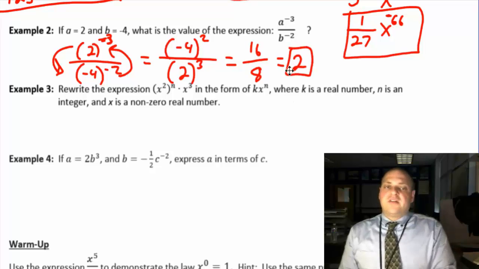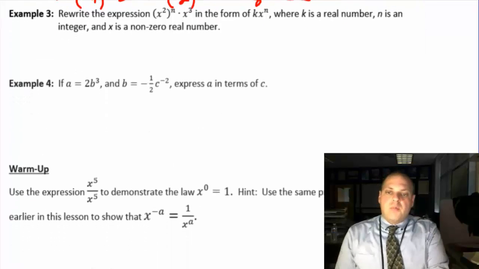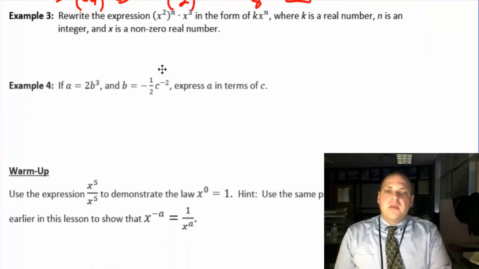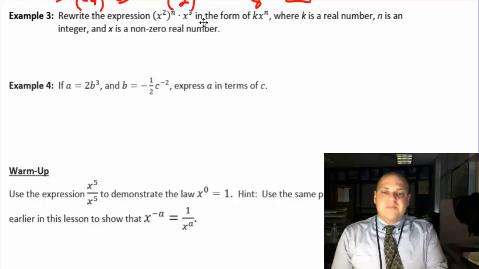So this simplifies down to just 2. A couple more and we're done. Nice short video today. Rewrite the expression x squared to the n times x to the third in this form, where k is a real number, n is an integer, and x is non-zero.